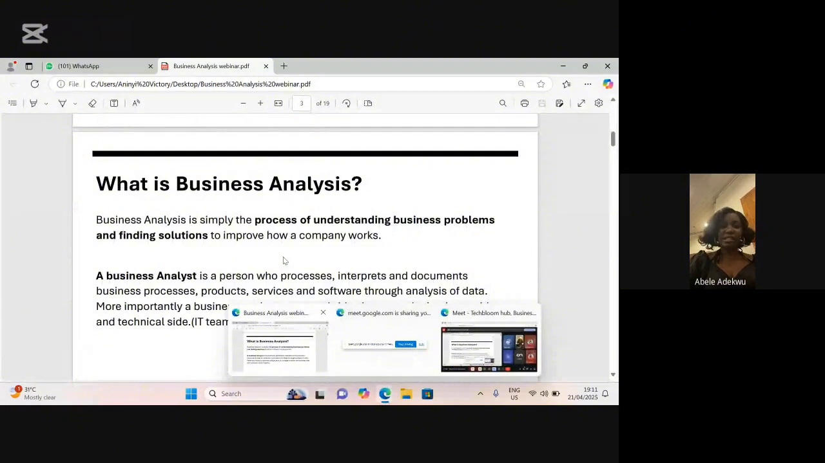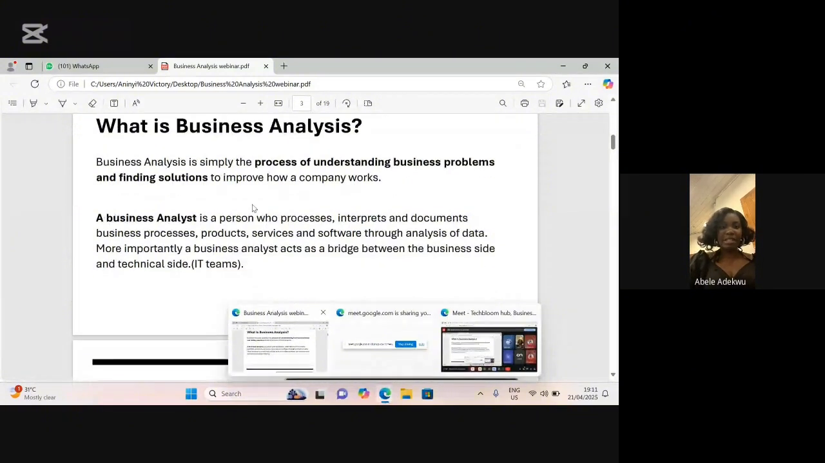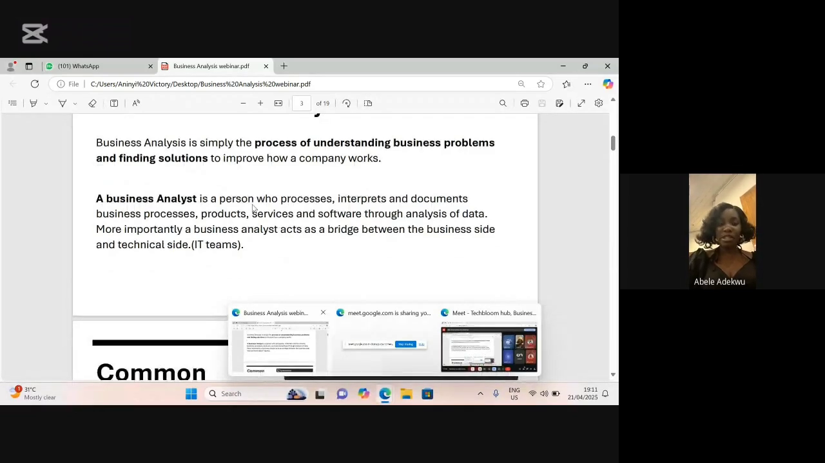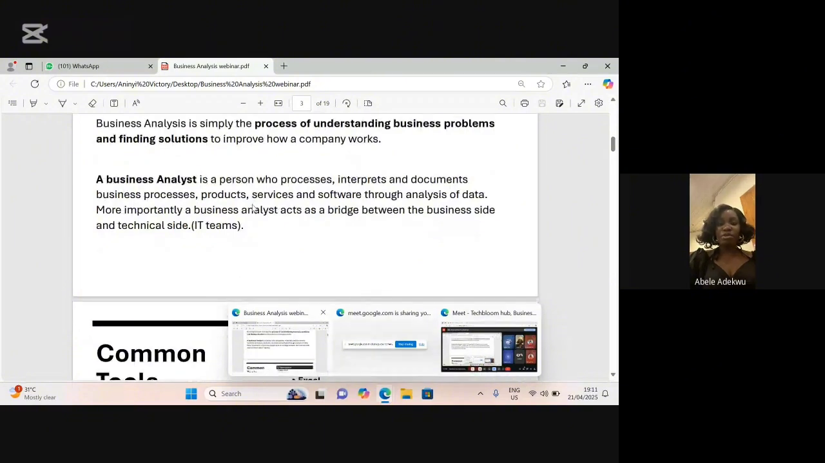the term business analysis. Business analysis is simply the process of understanding business problems and then finding solutions to improve how a company works. So in essence, what do business analysts do? Business analysts are in charge of finding the problems in a company, and then they find methods to solve these problems by streamlining processes to make the workflow more efficient and easier. And also, they are the bridge between the technical team and the business.